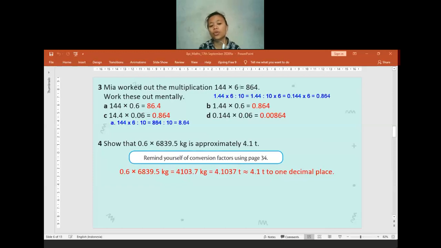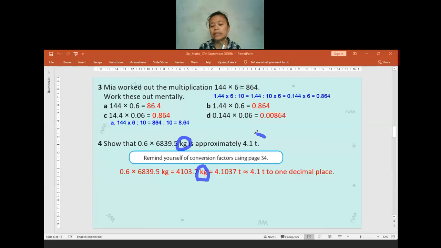For question 4, we have to show that 0.6 times 6,839.5 kg is approximately 4.1 ton. So here we have to multiply normally. We multiply 0.6 with 6,839.5 normally. The final answer I get is 4,103.7. Because the 6,800 something is in kg, the 4,100 something will also be in kg.